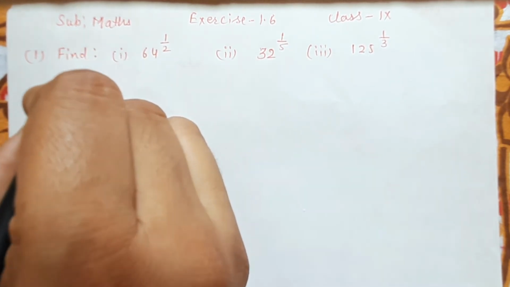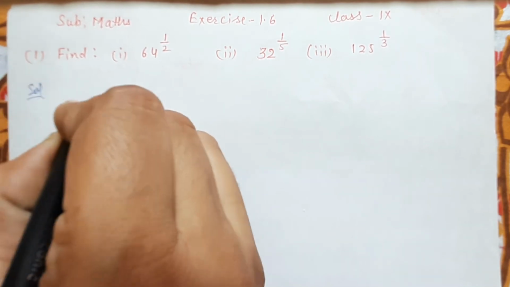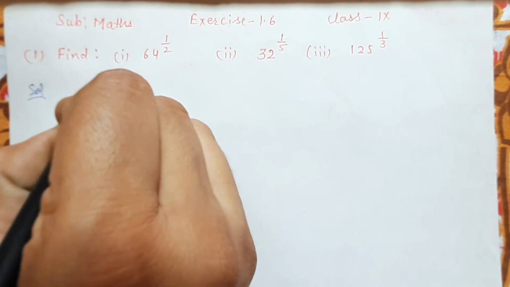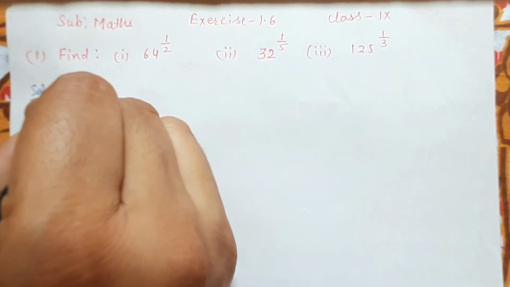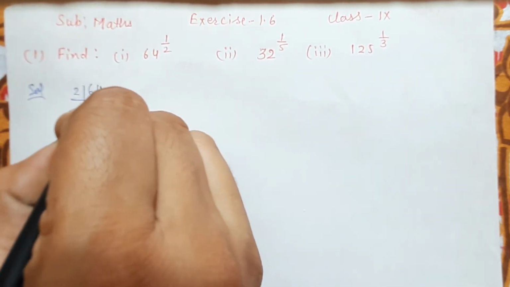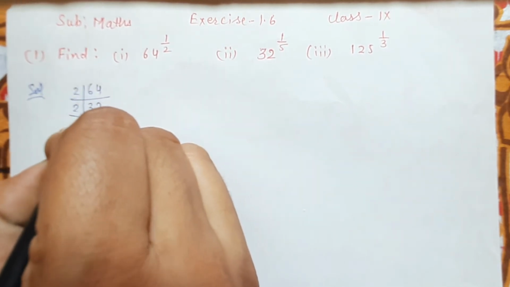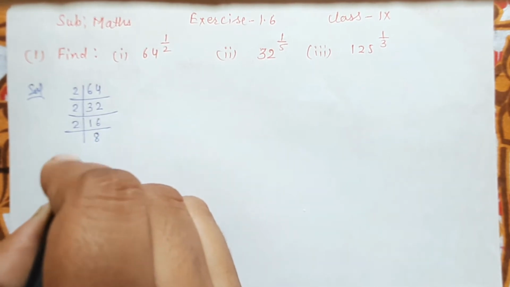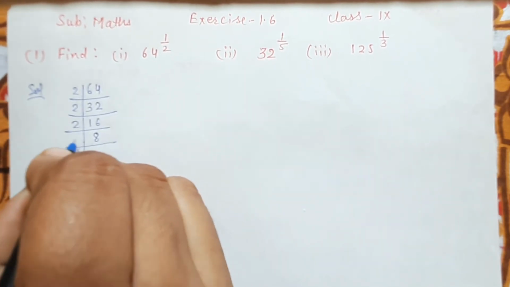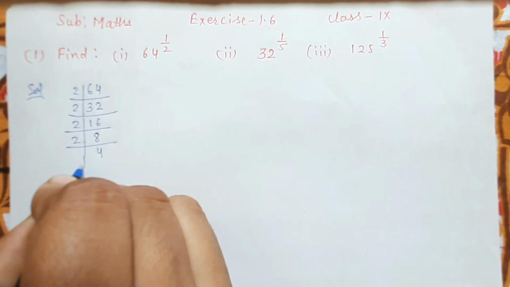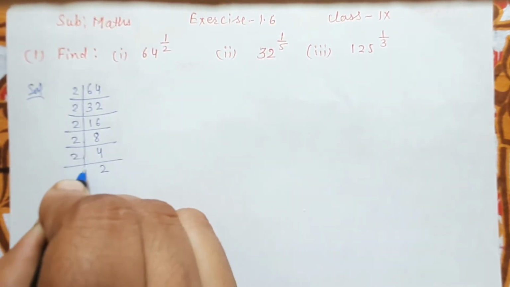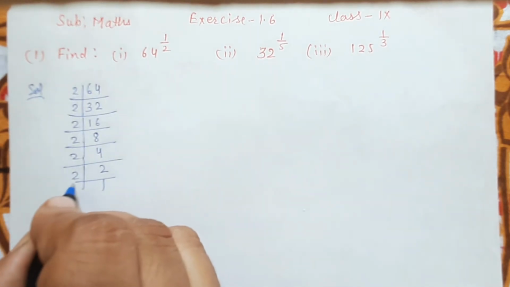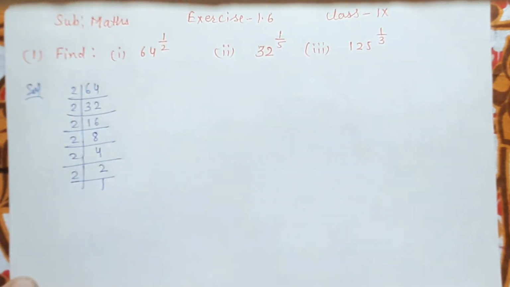One, we will factorize 64. I will tell you both methods. 2 3s are 6, 2 2s are 4, 2 1s are 2, 2 6s are 12, 2 8s are 16, 2 4s are 8, 2 2s are 4 and 2 1s are 2. So like this we got the prime factors of 64.